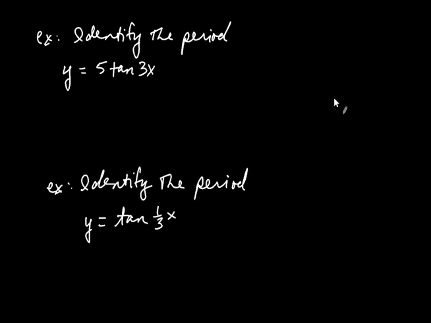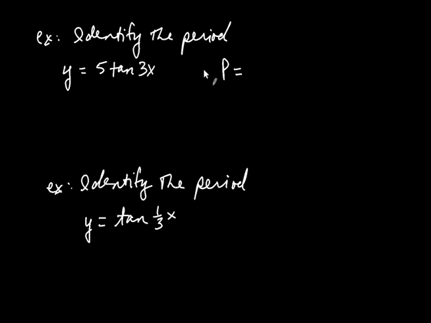So let's identify the period of y equals 5 times tangent of 3x. Now it turns out we're going to meet some other trig functions, one of which is called tangent. Now tangent is periodic, that is, it repeats just like sine and cosine. Now the graph doesn't look like a wave, but it still repeats. And so the fact that it repeats means that it's what we call periodic. So you can find the interval over which you have to go to get repetition, called the period.